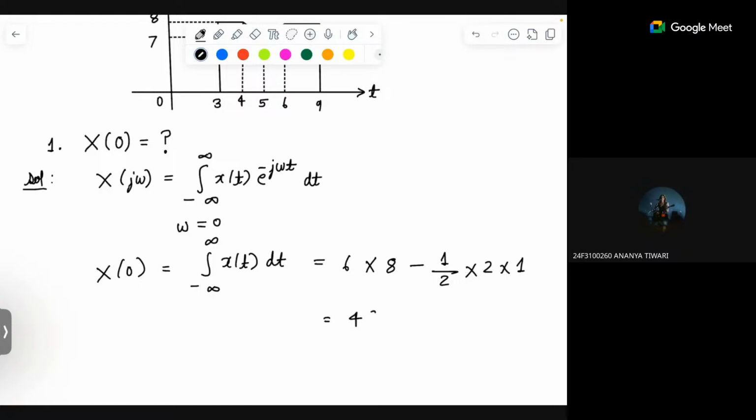So we have 48 minus 1. So we get 47. So the value of capital X of 0 is 47. Is this clear? Yes, ma'am. Diksha, Rohit, is it clear?